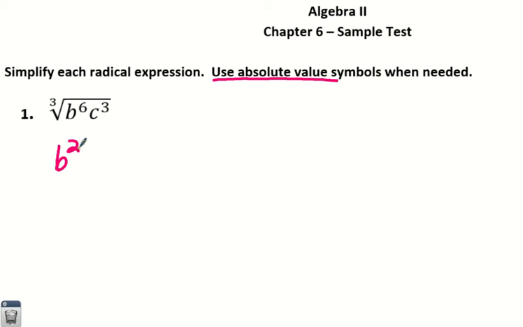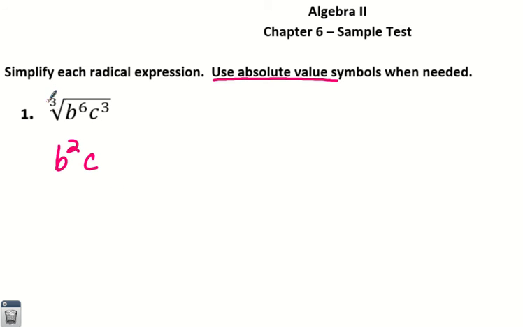So the third root of b to the sixth is just b to the second, and that's just pretty much how exponents work. Okay? And the third root of c to the third, that's also clean, and we can just do the whole thing, and that's just going to be c. So the third root of b to the sixth is b to the second, and the third root of c to the third is just c.